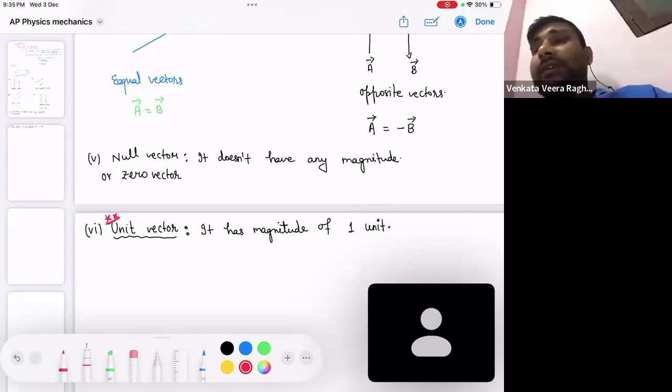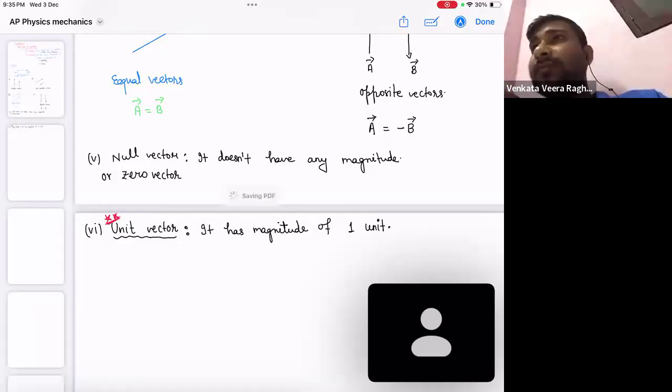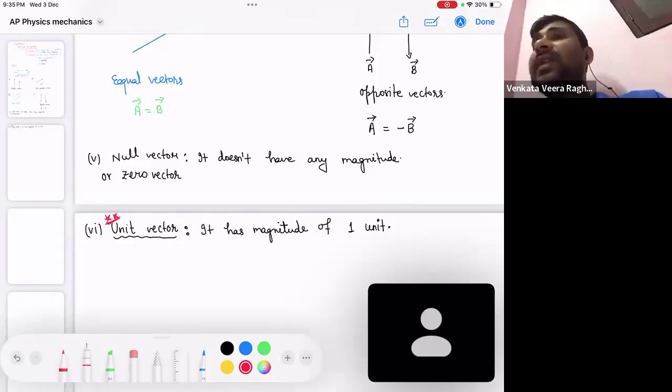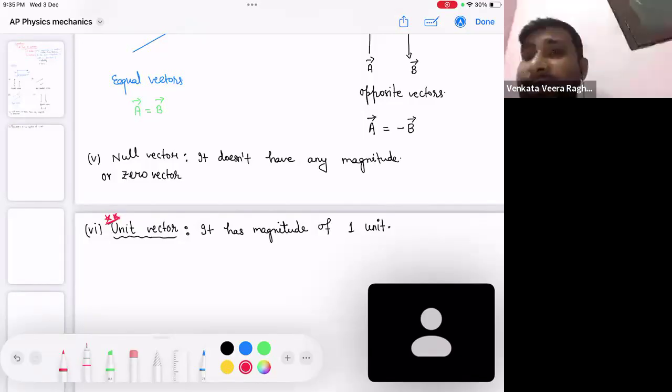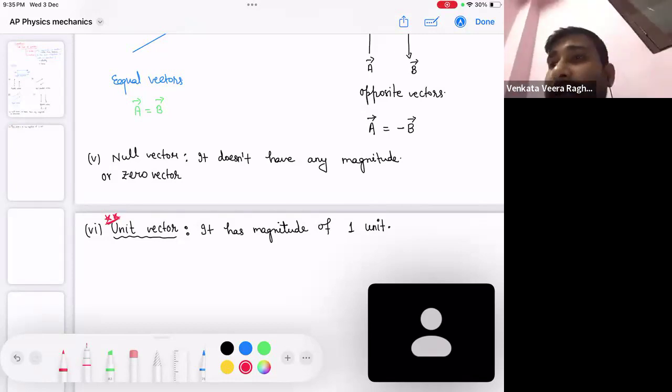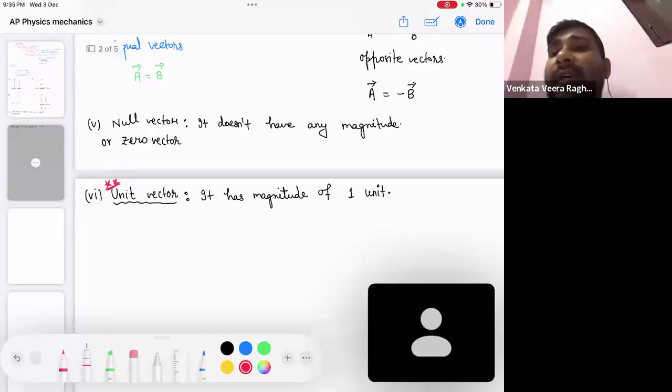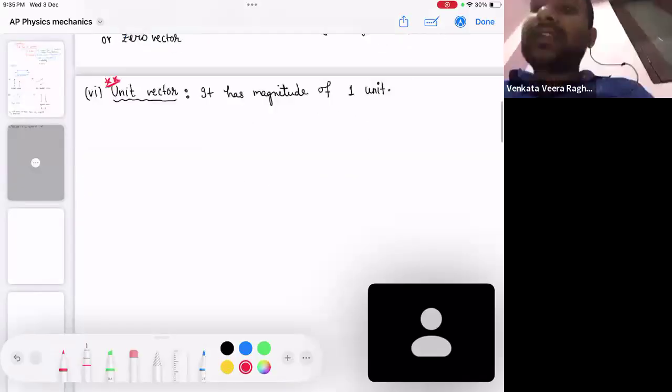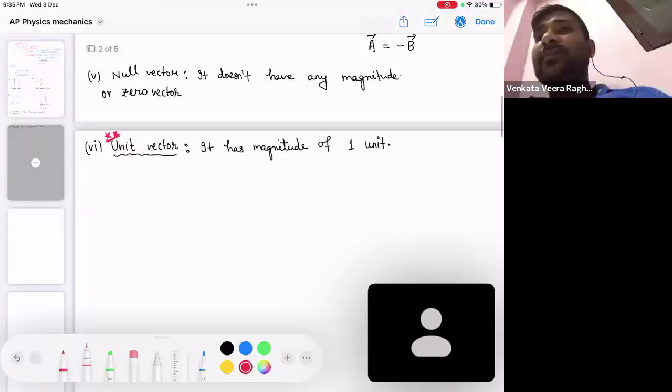Like if I say my velocity is 10 meter per second, or let's say 30 kilometer per hour, and I give you a unit vector, what will you do? You will write 30 into that unit vector. Now it becomes a velocity vector. If you say 30 kilometer per hour, it is just the magnitude of velocity. The moment you assign a unit vector to that, it becomes a vector quantity.